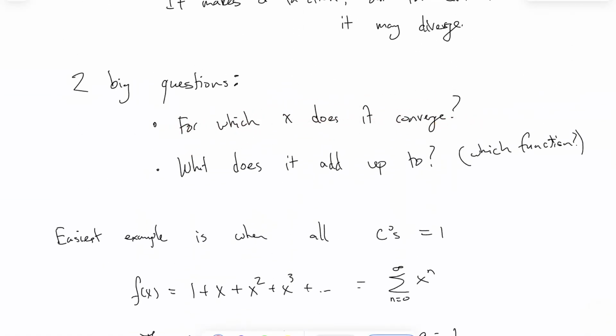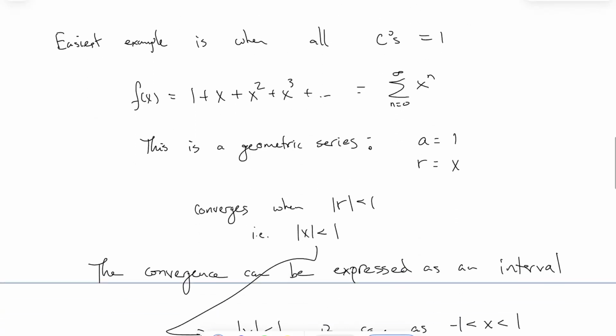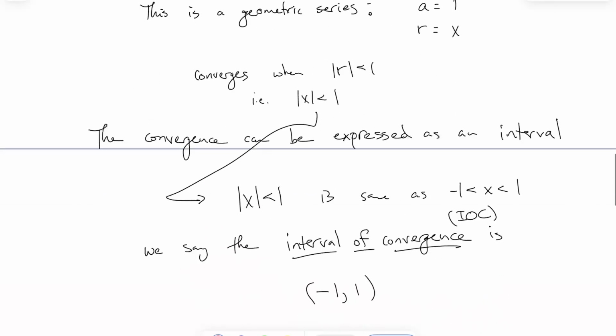For which x does it converge? In this example, it converges when x is in the open interval from -1 to 1. What does it actually add up to? This is also something that we can easily say in this example, because we know there's a formula for what the geometric series adds up to.